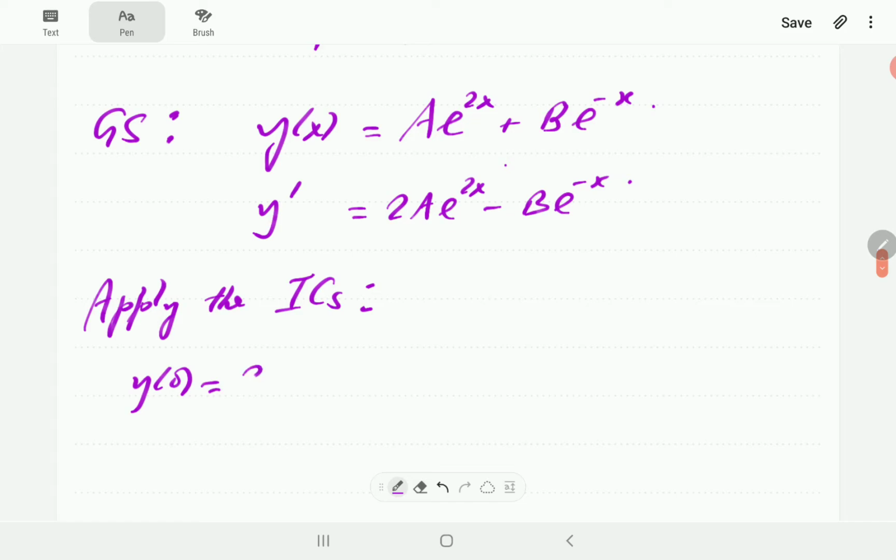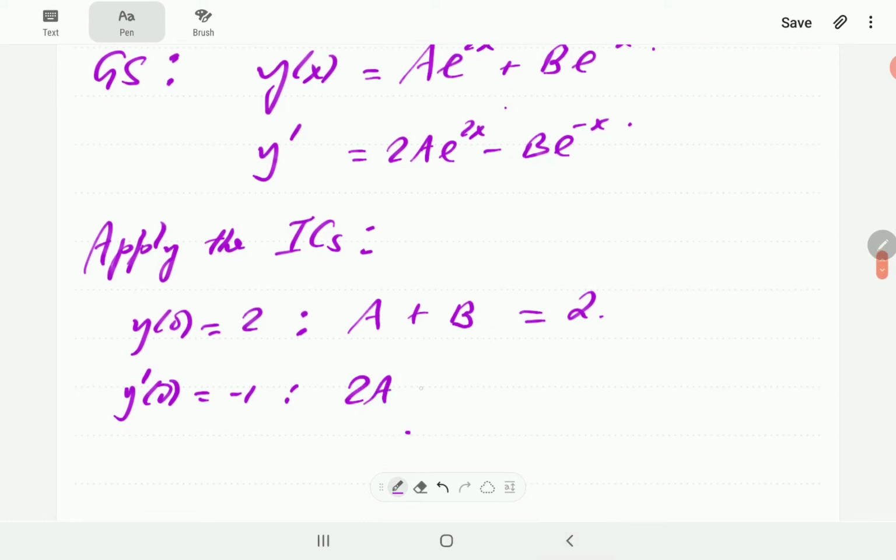So when x is 0, y is 2. We're going to plug in 0 here and here. It's going to give us A plus B, and y is equal to 2. So that's our first equation. Then for the second condition, when x is 0, the derivative is negative 1. Again, we plug in x is 0 here and here. That's going to give us 2A minus B equal to negative 1.